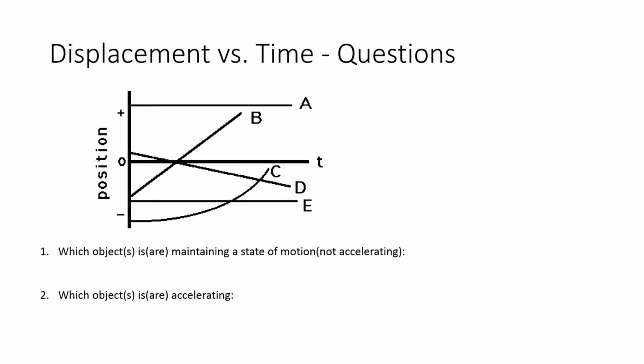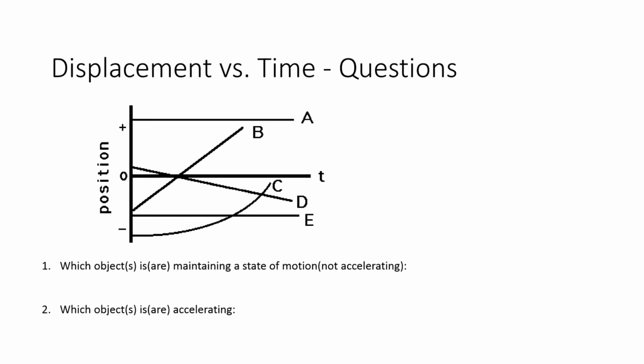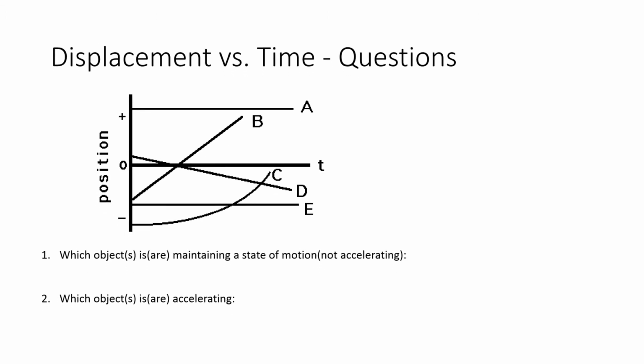Alright, so some questions here. Which objects are maintaining a constant state of motion, meaning they're not accelerating? So that means the slope should be constant. So for A, the slope is constant, it's 0. So the velocity is 0, but it's still constant. It's not moving.